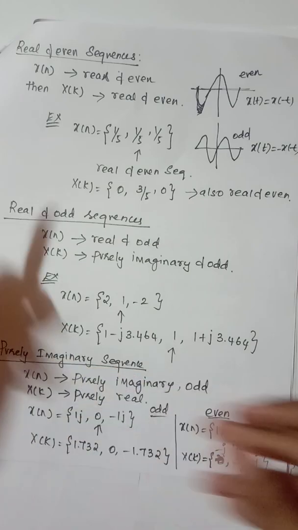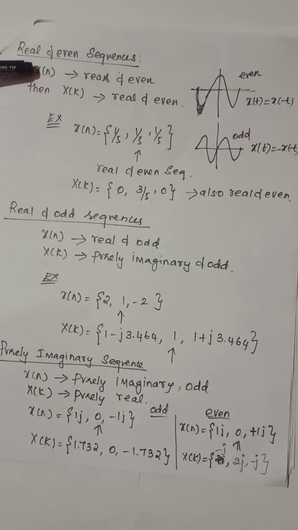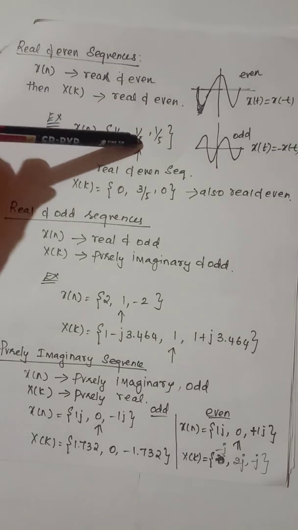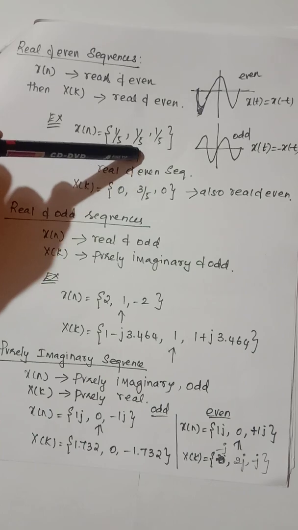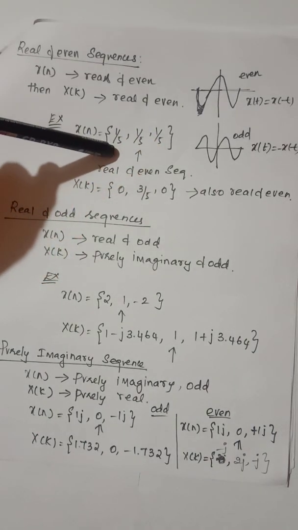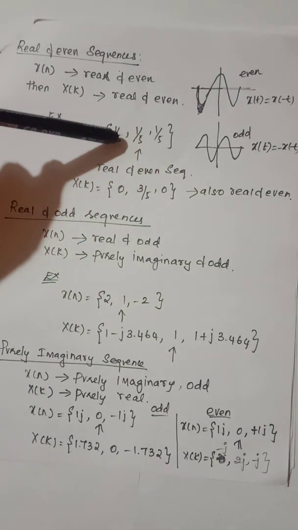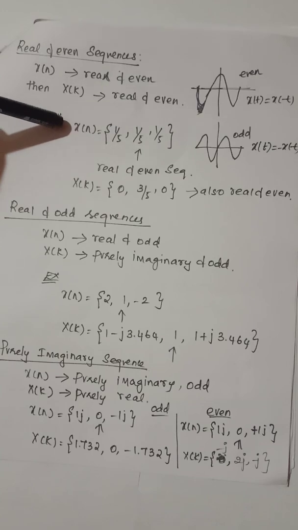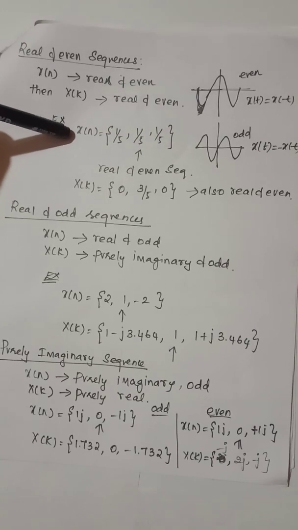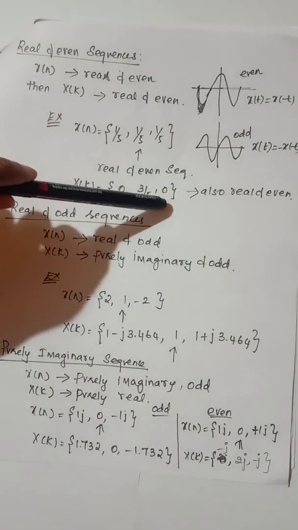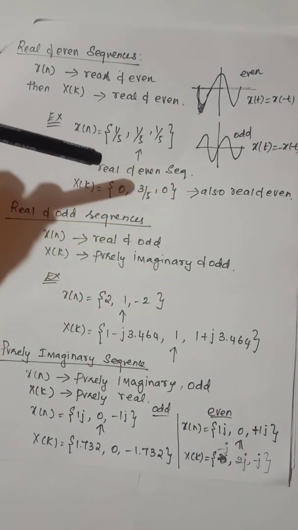Let us discuss the first condition: x of n is real and even, therefore x of k is real and even. Consider this example, x of n is equal to 1 5 1, with 5 representing the value at the origin. This is an even sequence, because minus 1 and 1 values are the same, and it is also a real sequence. In the tutorial class you found the DFT for this sequence. The answer is 0, 3 by 5 and 0, which is nothing but a real and even sequence.